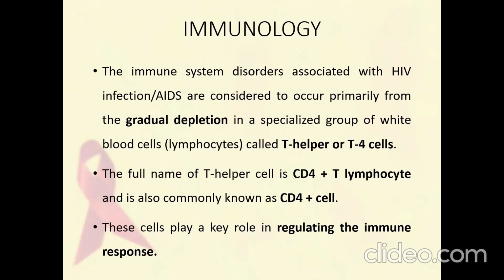Then immunology. What actually does it affect? The immune system disorder associated with HIV infection or AIDS is considered to occur primarily from gradual depletion in a specialized group of white blood cells, that is lymphocytes, which are called T helper or T4 cells. The full name of T4 T helper cells is CD4 plus T lymphocytes, and they are also commonly known as CD4 plus cells. So these cells play a key role in regulating immune responses.